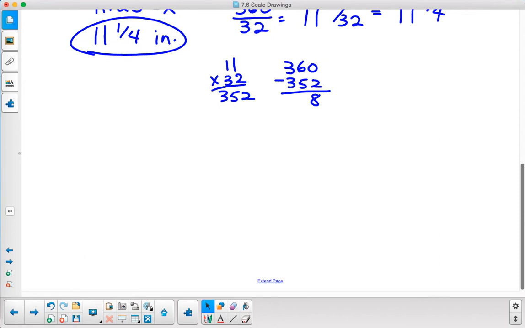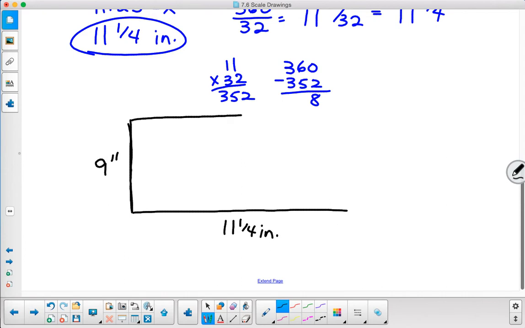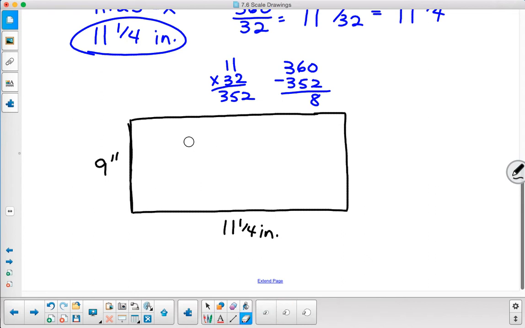So now you need a ruler. And so you will actually measure 9 inches, and then this direction, or it could be the other way, 11 and 1/4 inch. So finish making the rectangle. So this is a top view of the floor. And spell floor right. Floor.